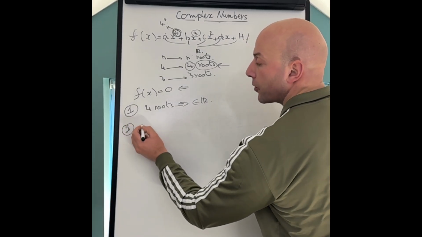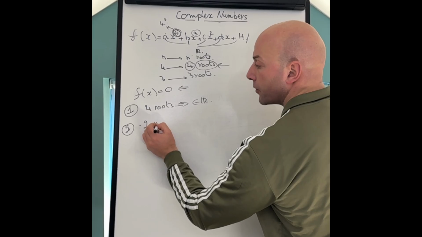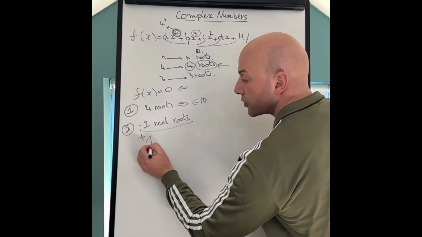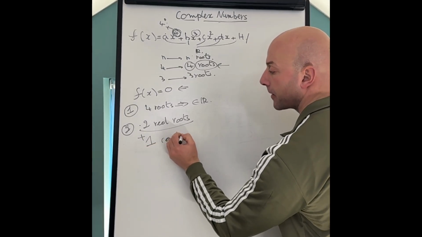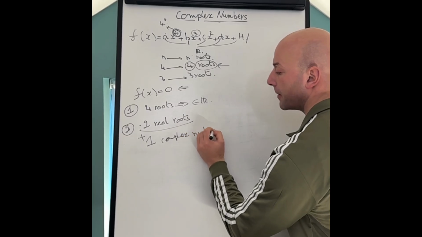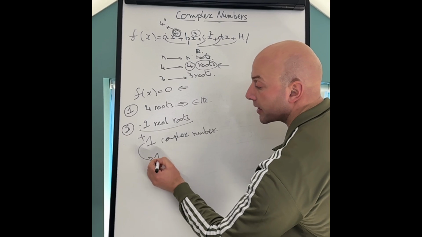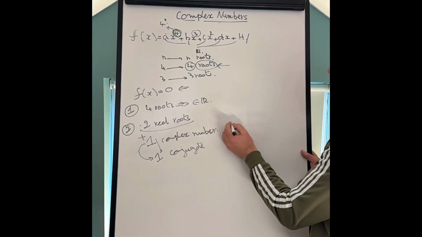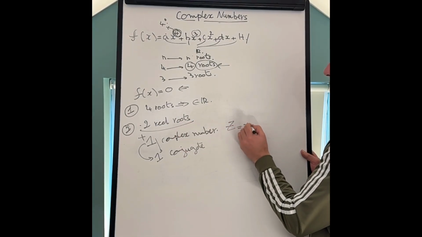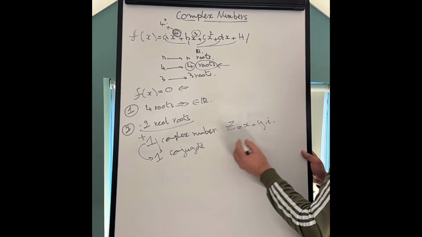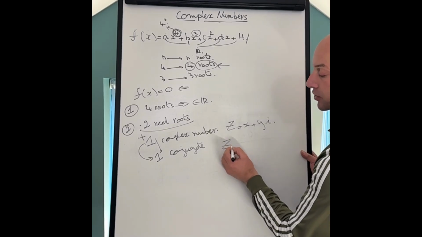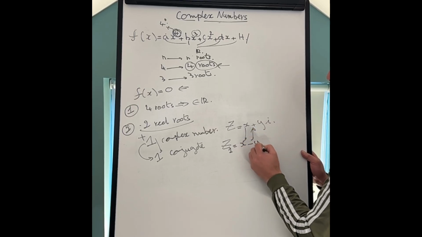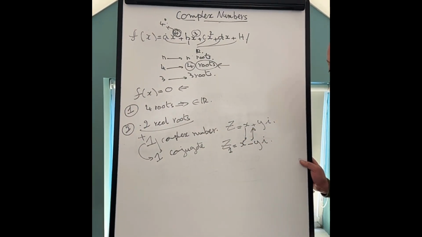In the second option, your 4 roots will be 2 real numbers plus a pair: one complex number, and then the other, which is the conjugate of this complex number. What I mean by the conjugate is the opposite imaginary part. Let's say your complex number is z equals x plus yi. The conjugate, z1, is going to be x minus yi, the same real part but the opposite imaginary part. This is the second option.